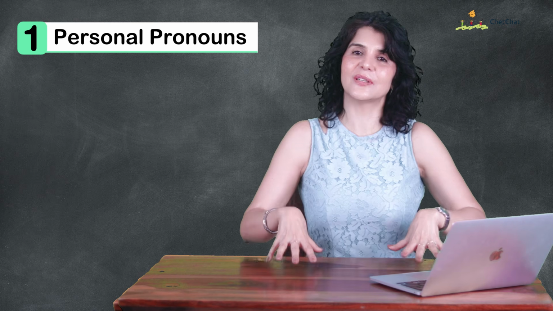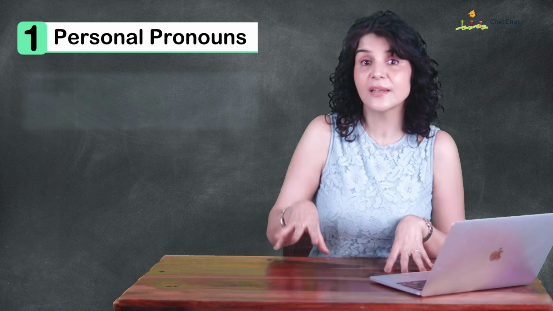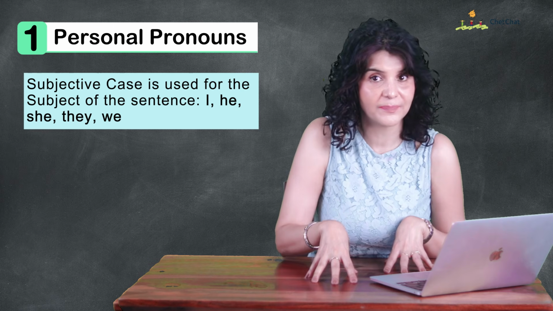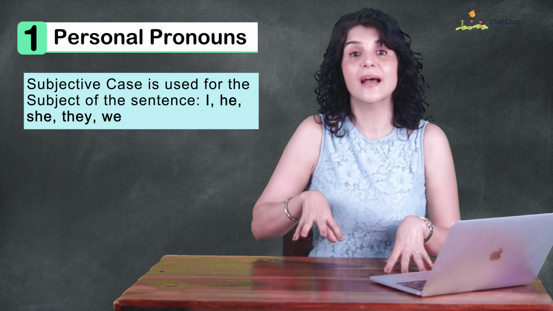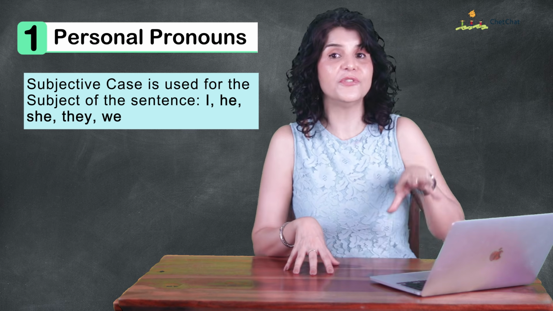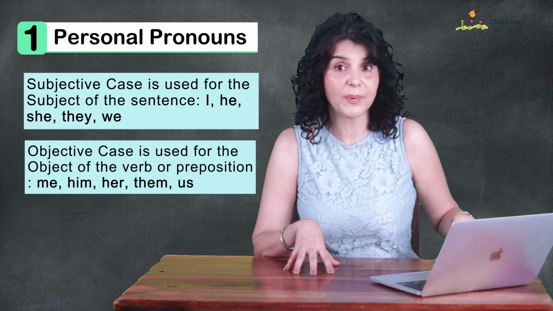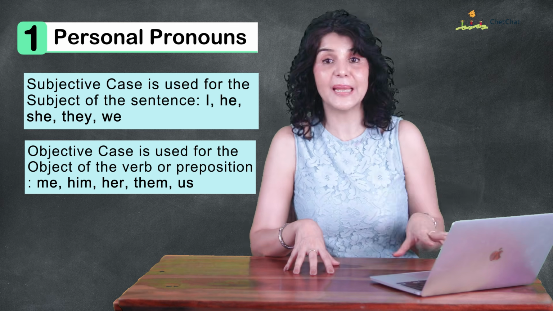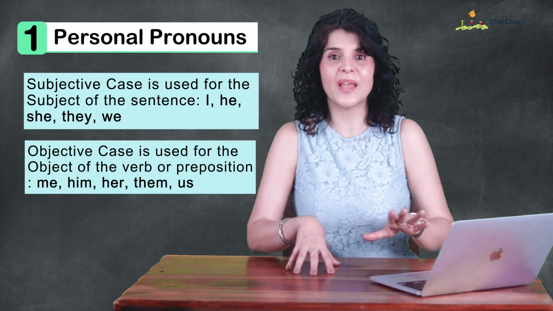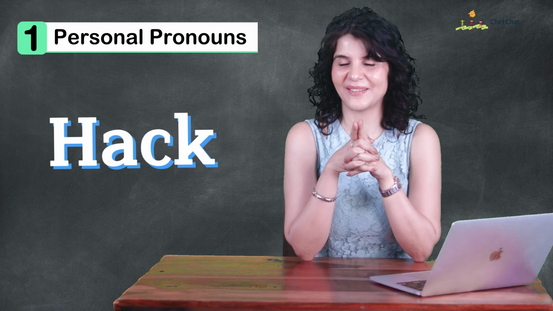Now, let's talk about the concept. The main concept here is that subjective case is used for the subject. What is the subject in sentences? I, he, she, they, we. Objective case is used for the object of the verb or the preposition, which is me, him, her, them, us. But this can be confusing, right? So here's a hack to crack this.